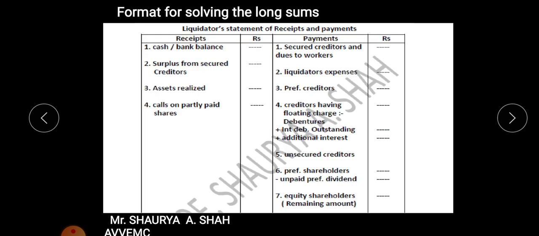This was the statement we saw generally, right? Whatever the preferences we have seen, that is given. First will always be the cash balance returned on the receipt side, surplus from secured creditors, that again we saw. Now I give you the example of furniture 70,000, 50,000, assets realized, calls on partly paid up shares, right? This is the point which we saw in the last lecture. Secured creditors, liquidation expenses, preferential creditors, that is creditors owing floating charge, unsecured creditors, preference shares, unpaid dividend, right? Here it will be added. Equity shareholders, remaining amount. Hope it's clear to each and every student, right? This is what we have been doing for the last 15 days in the liquidation chapter.